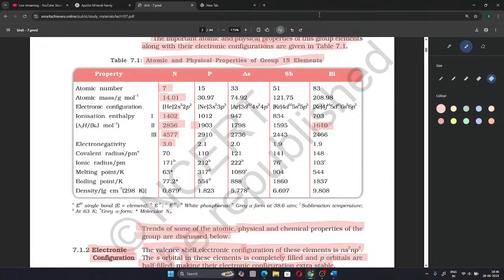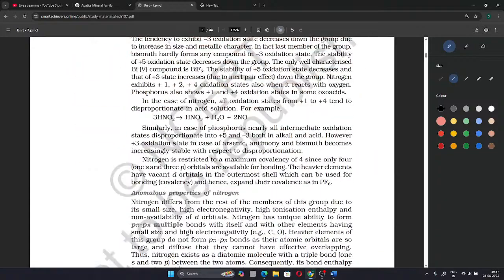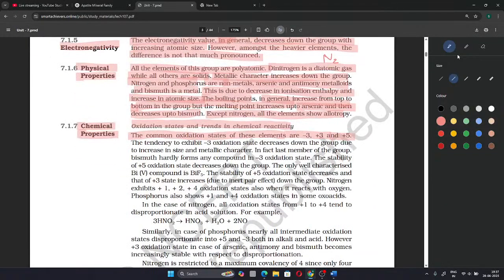When we see ammonia, there is one lone pair. Because of this, the ammonia molecule has a pyramidal shape, whereas the electron geometry is tetrahedral. These lone pairs are from this ns group. Now they show -3, +3 and +5.